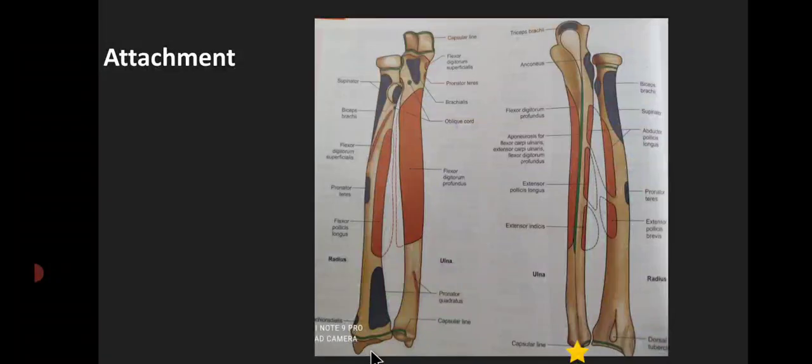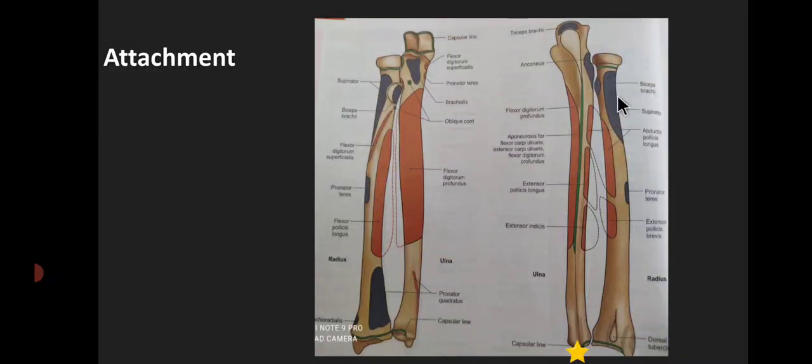On the lower one third of the shaft of the radius, its anterior surface gives insertion to the pronator quadratus. So pronator quadratus originates from the ulna and inserts on this radius bone. Just above the styloid process of the radius, there is the insertion of the brachioradialis muscle, and this is the capsular line attachment.